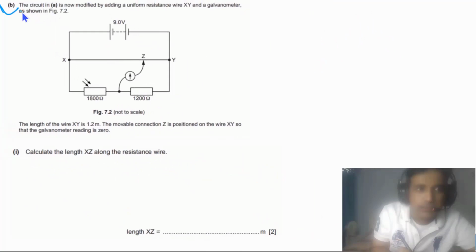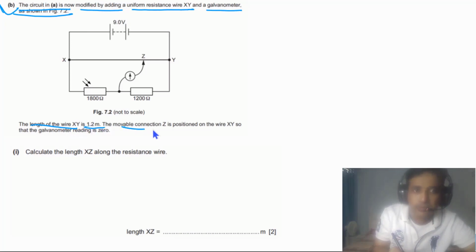Part B says the circuit in A is now modified by adding a uniform resistance wire XY and a galvanometer as shown in figure 7.2. The length of the wire XY is 1.2 meters. The movable connection Z is positioned on the wire XY so that the galvanometer reading is 0, means the reading on this galvanometer is equal to 0.